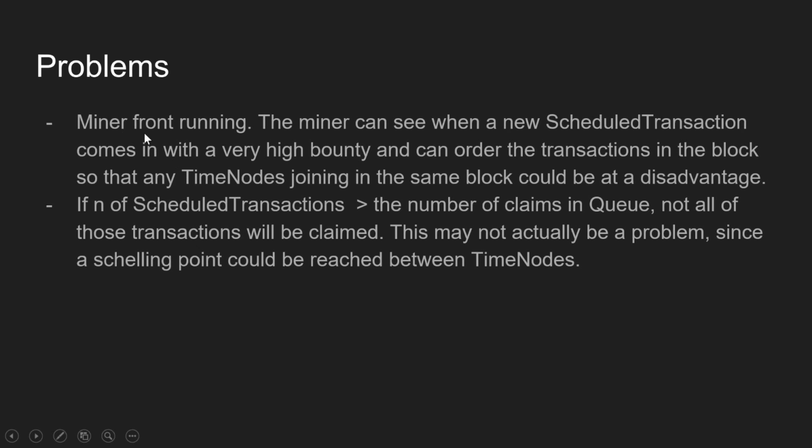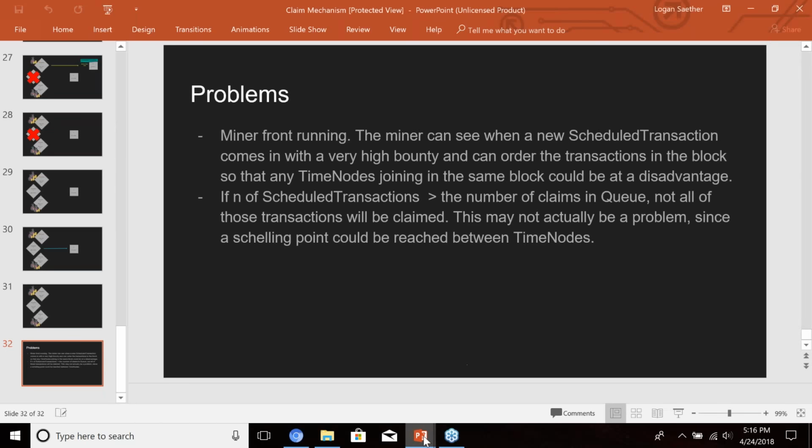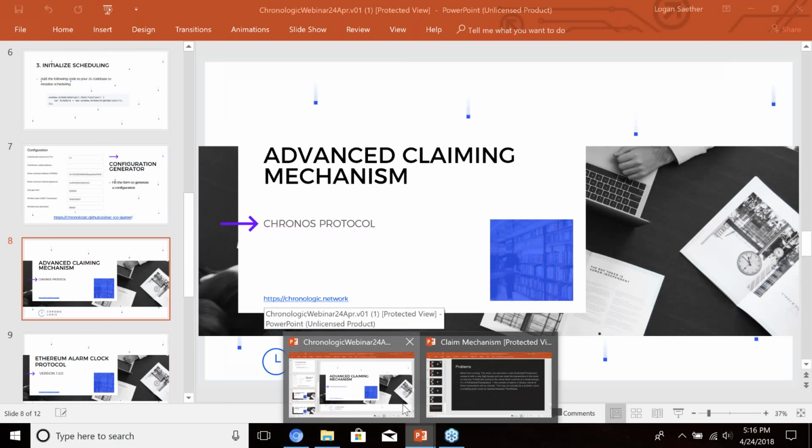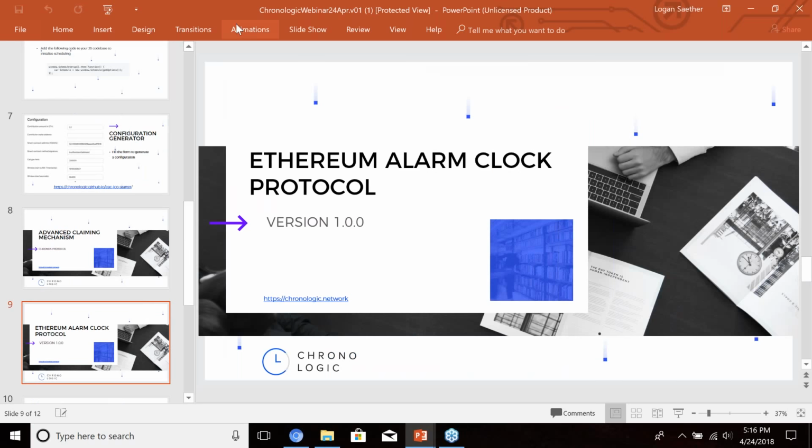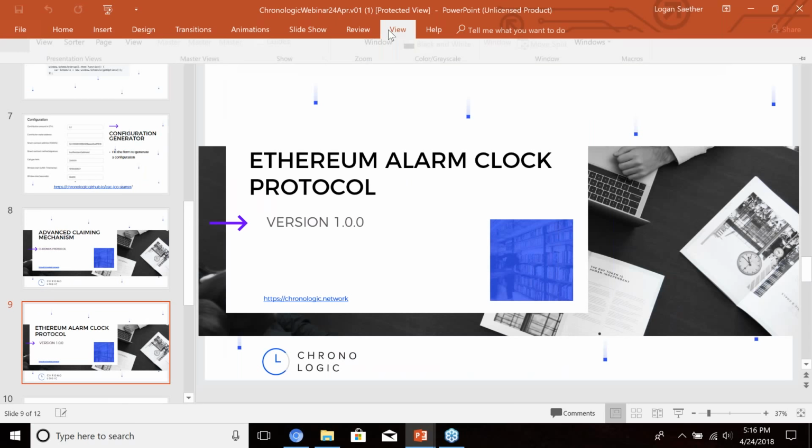We still have a small problem with miner front running, and we also need to consider whether the volume of scheduled transactions will be higher than the amount of bonds in the queue, and whether this is a problem and how we can mitigate this. But that's about where we are now with the next claiming mechanism. I wanted to show that to you guys so you could get a little taste of where we're going in that regard.